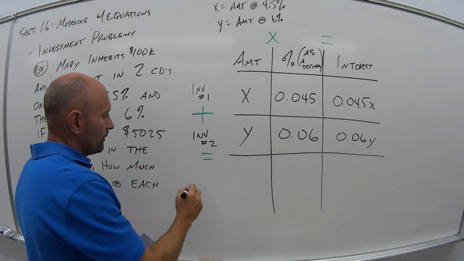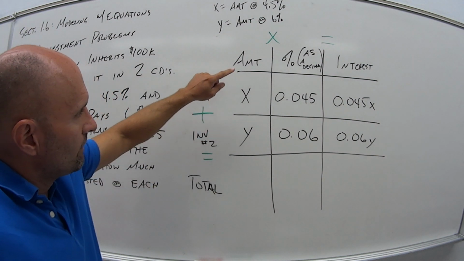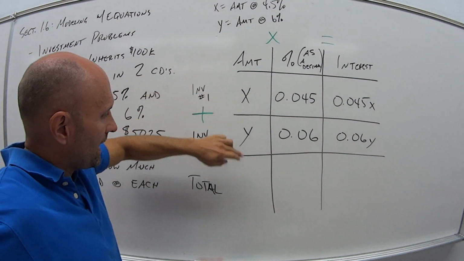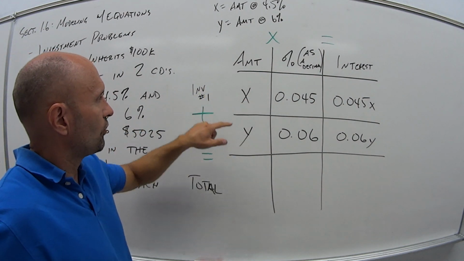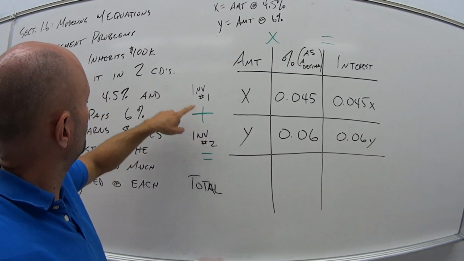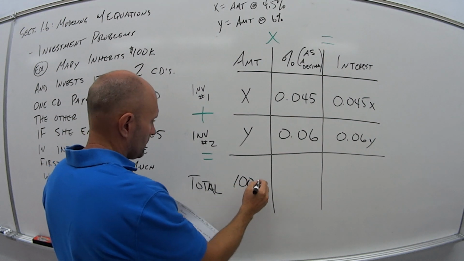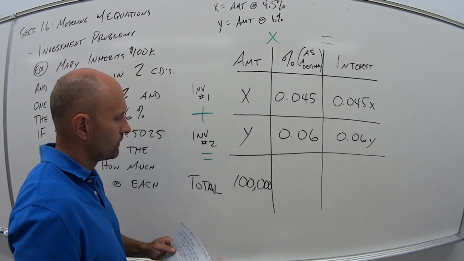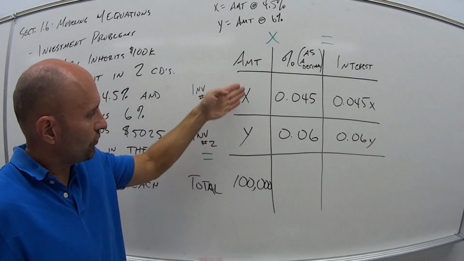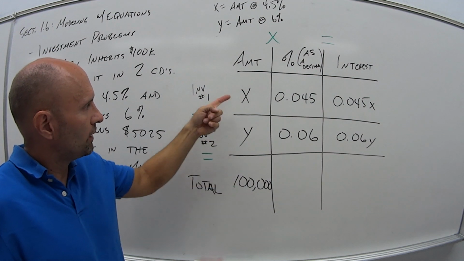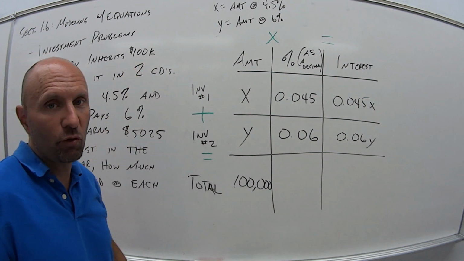And then lastly, this is the total row. So x, if I add down, these two should give me this. Well, what is this value? So I know investment 1 plus investment 2 was how much? It was 100,000. So adding down, I know that the amount I put in investment 1 plus the amount in investment 2 has to be 100,000. That was told to me in the problem.